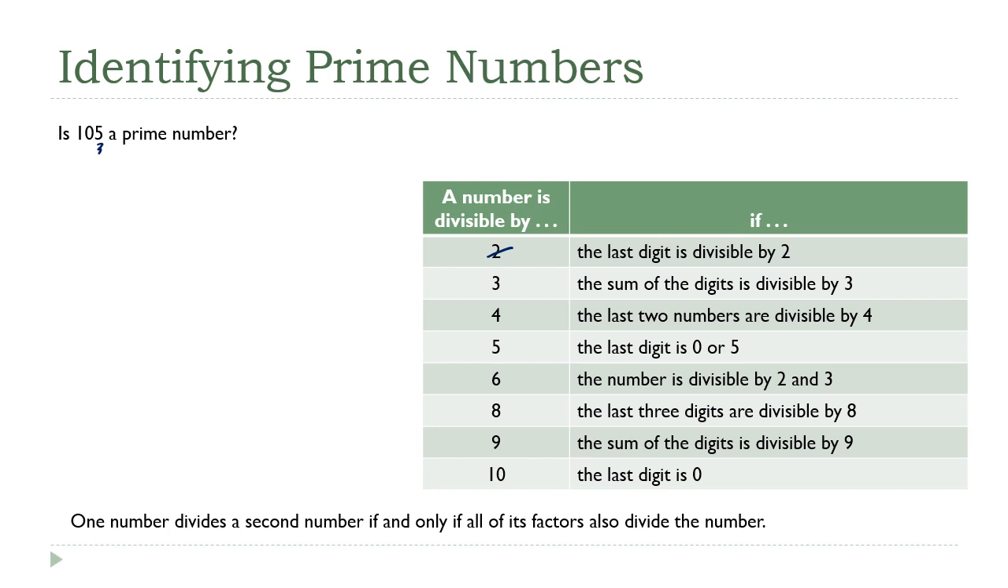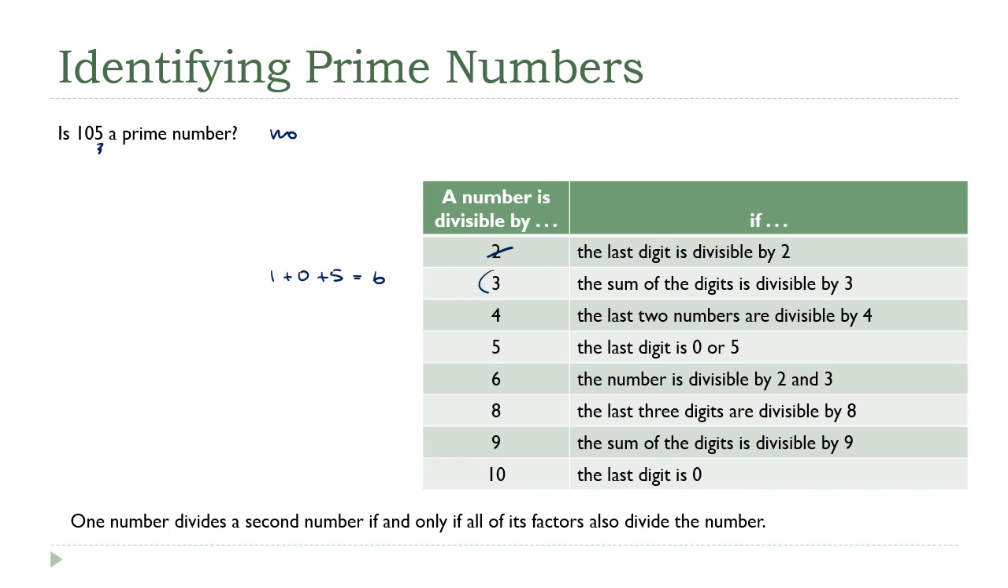All right, so how about 3? Well, if we add up the digits, 1 plus 0 plus 5 is 6. 3 does go into 6 evenly, which means 3 is a factor of 105. Because 105 has a factor other than 1 and itself, the answer here is no, it's not prime.